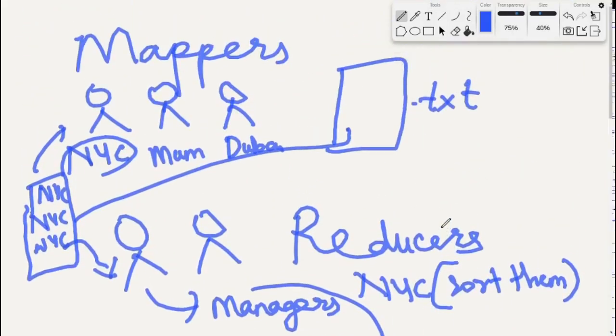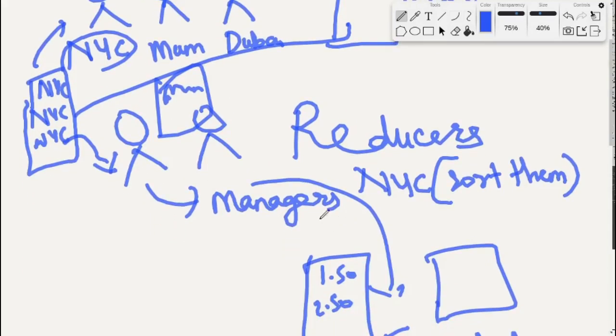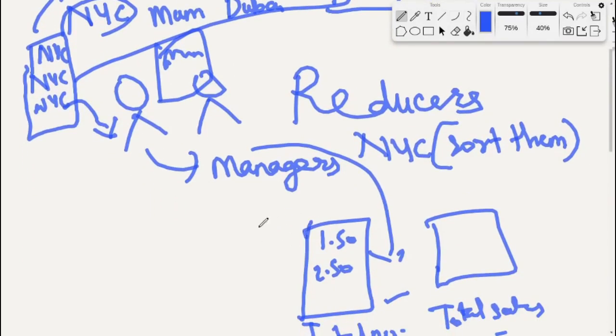So let's go back: the New York gang, the Mumbai gang, the Dubai gang. Everyone has some work to do. This guy is doing the NYC work, this guy is doing Mumbai work, and the Dubai guy is compiling everything, sending it to reducers, who sort them alphabetically, process them, and calculate the total sales, which is just a stack. They just have to add them up, and that's how the reducers work.